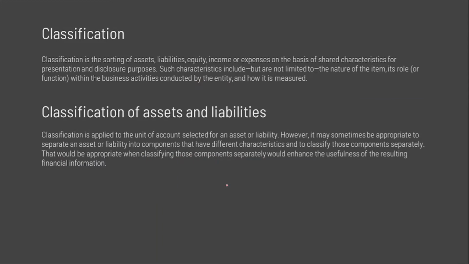Classification refers to the sorting of assets, liabilities, equity, income or expenses with similar nature, function, and measurement basis for presentation and disclosure purposes. Combining dissimilar items can reduce the usefulness of information. Classification is applied to an asset's or liability's selected unit of account. However, it is sometimes necessary to apply classification to a higher level of aggregation and then subclassify the components separately. For example, assets or liabilities are classified as current and non-current, and then each component of those classifications is subclassified separately.